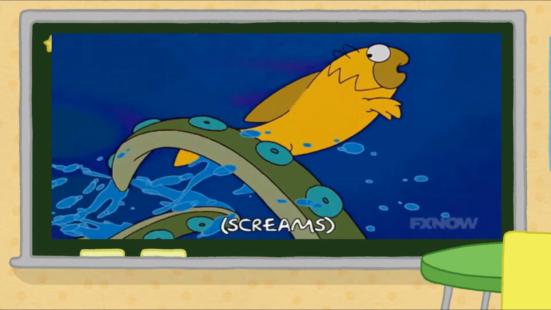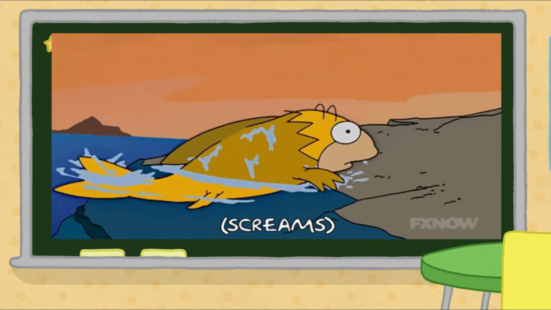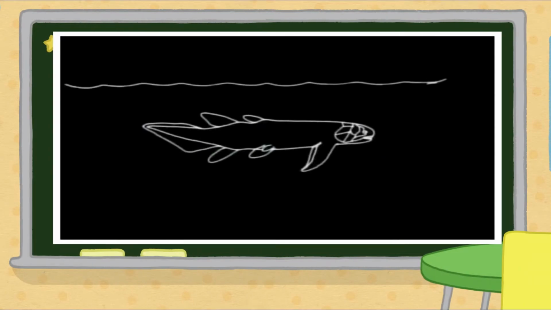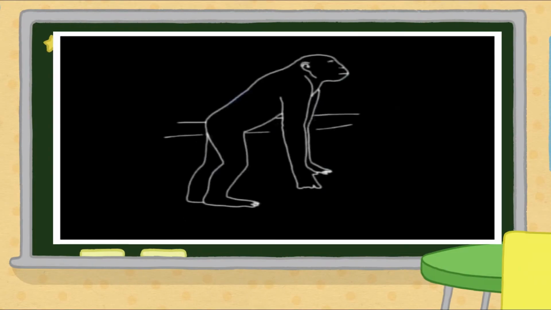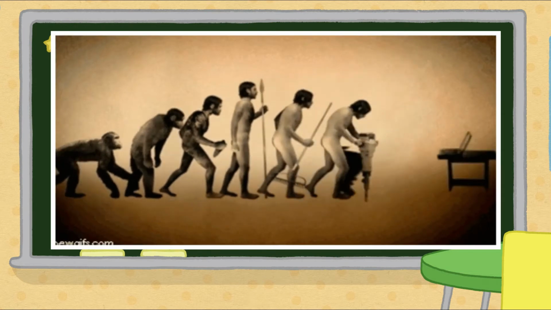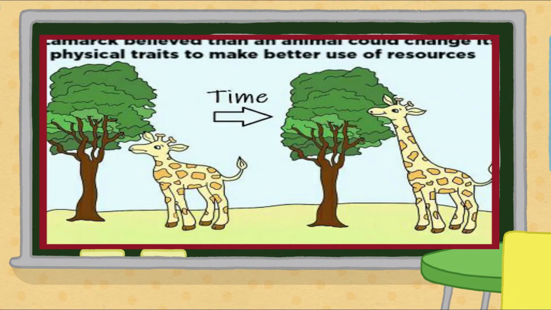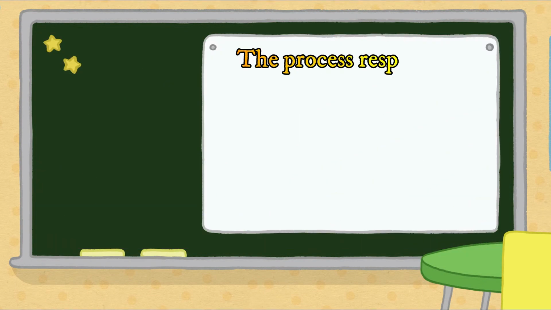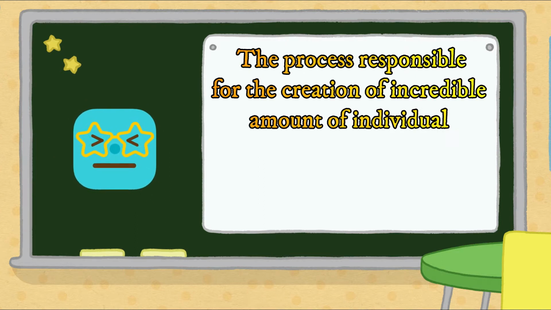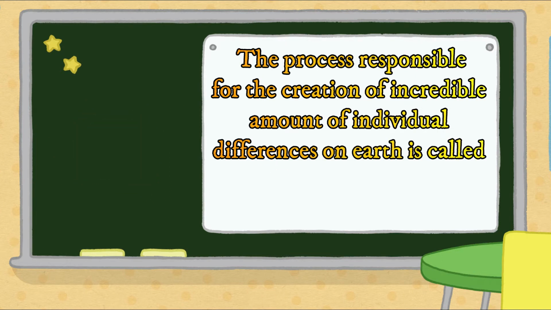Right, it is because organisms inhabiting the earth change over time. Their structures, traits, and abilities allow them to adapt and survive in their environment. Species evolve over time and naturally become different from one another. The process responsible for the creation of the incredible amount of individual differences on Earth is what we call evolution.